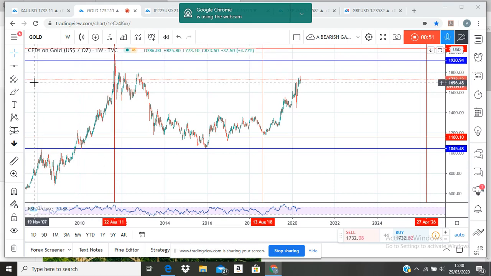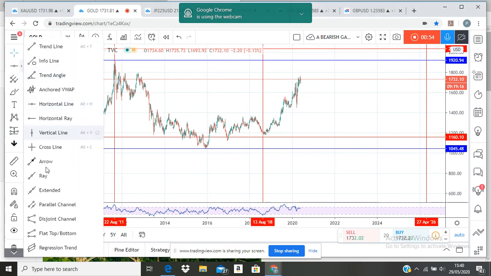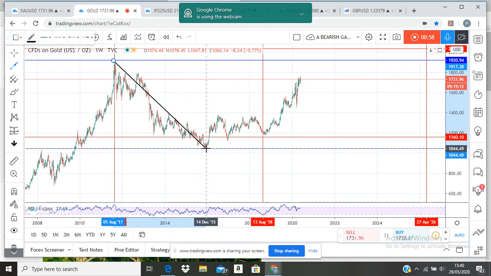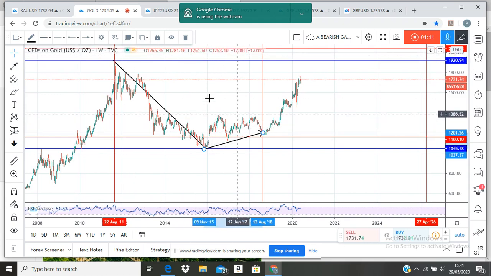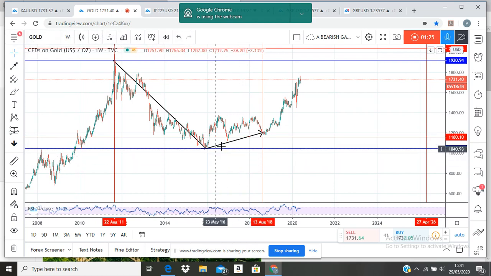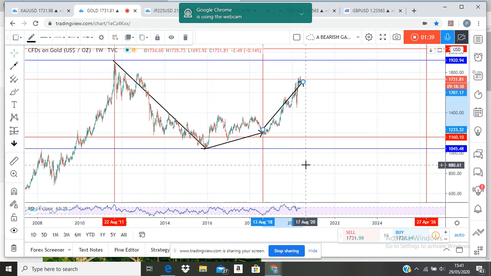Now, I want to mention that this trend, from this top to this bottom here, and then from here to this bottom here, all constitute one cycle in the gold trend. On the primary trend, this shape, or this cycle, represents one complete cycle on the gold trend. So that means the current trend from here, from 16th August 2018, is a new cycle.